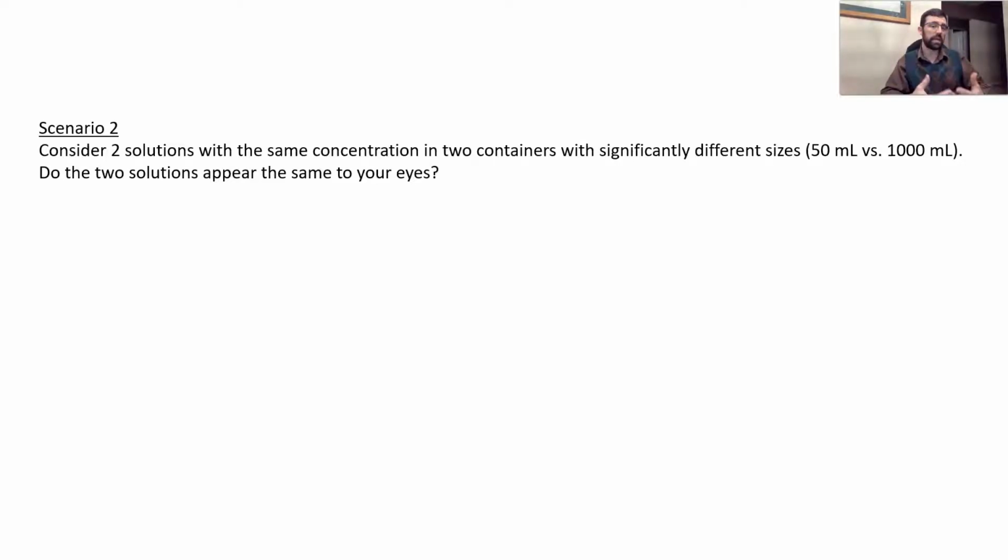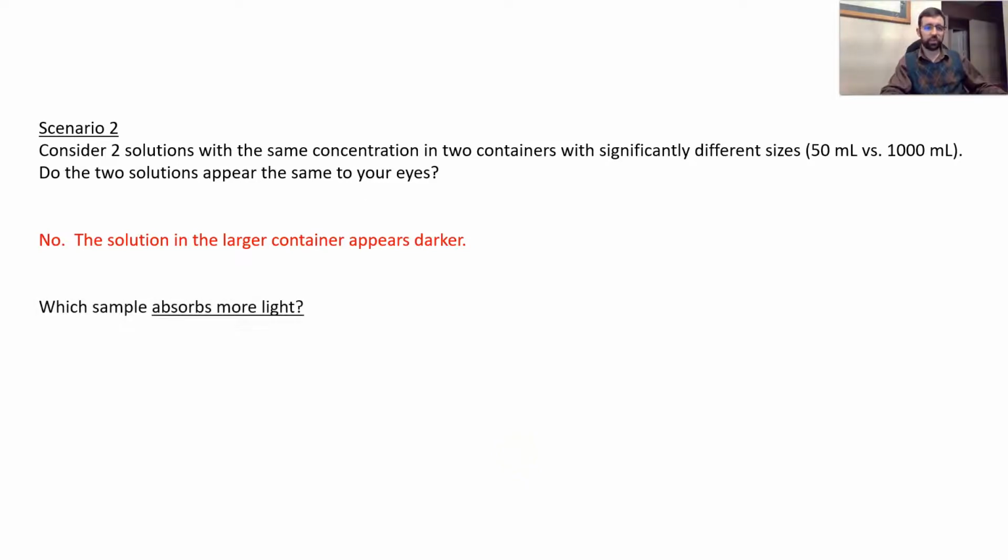Would the solutions appear to be the same to your eyes? Would they look like about the same darkness? Well, they wouldn't. The solution in the larger container would appear to be darker. And why is that? The explanation is here, by saying which sample absorbs more light. The darker solution would absorb more light. And why is that? Well, the reason is that as you pass light through a larger container, more particles are going to be absorbing that light.